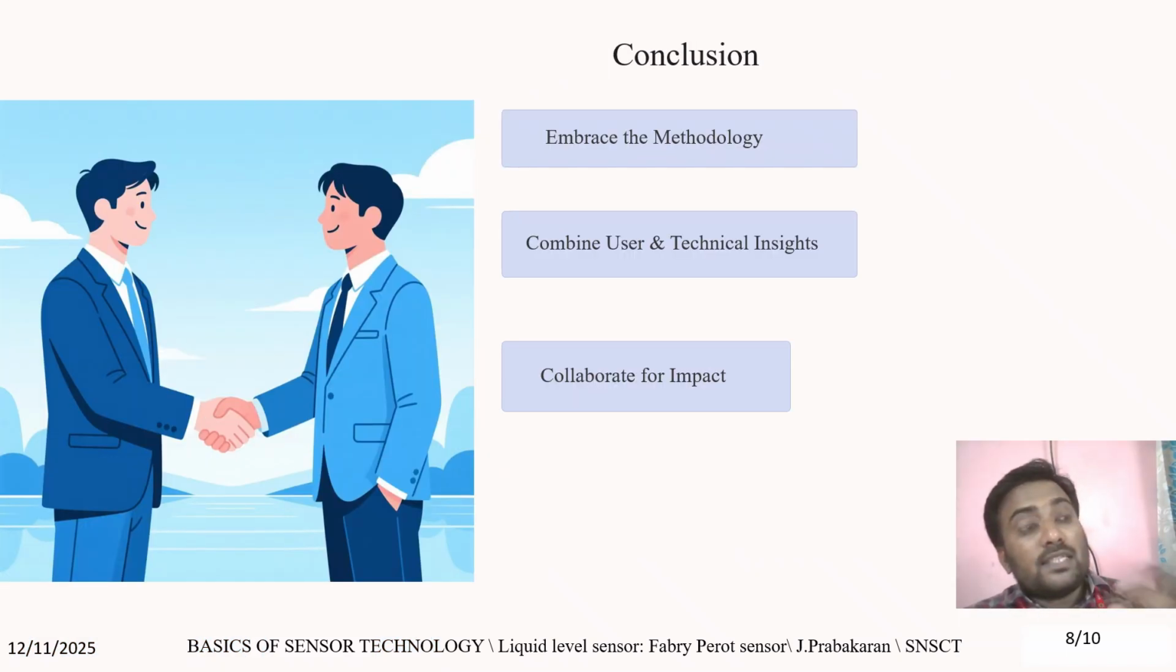Finally, the application of design thinking to the Fabry-Perot liquid level sensor clearly illustrates how human-centered design principles can revolutionize industrial sensing. By following the stages of empathy, define, ideation, prototyping, and testing, we can create sensors that are not only technologically advanced but also valuable and reliable for end users.